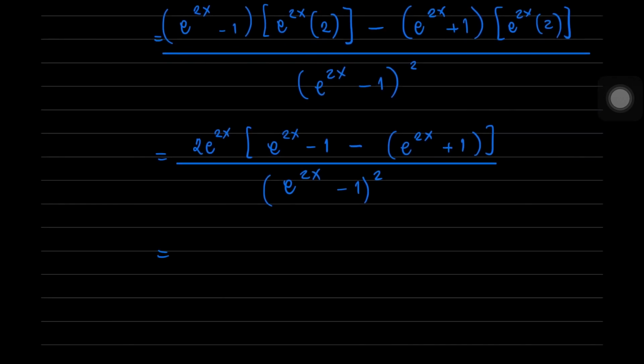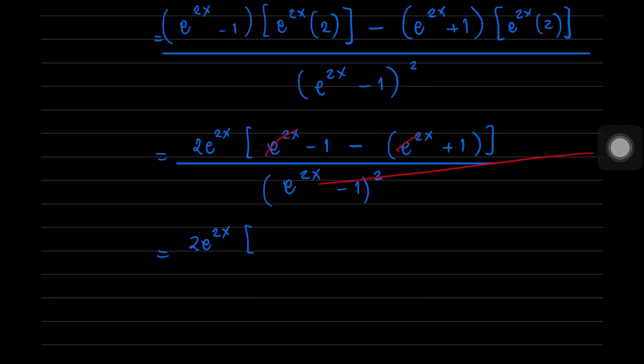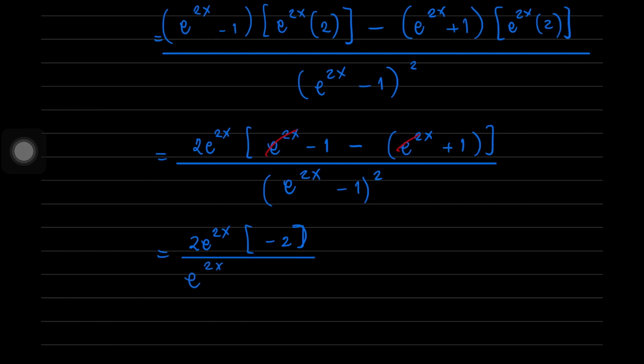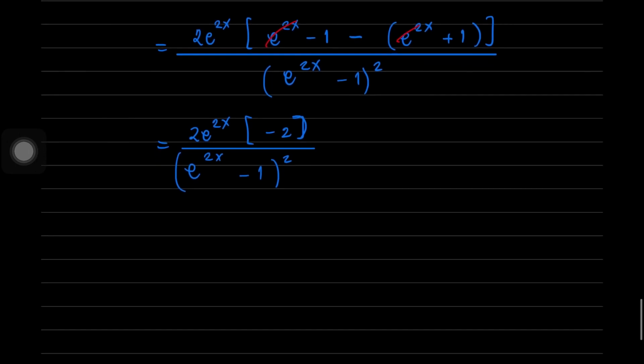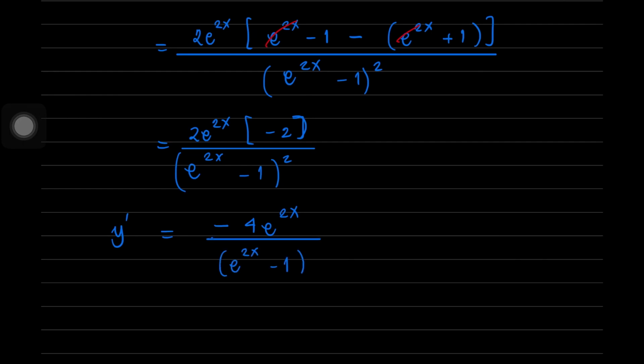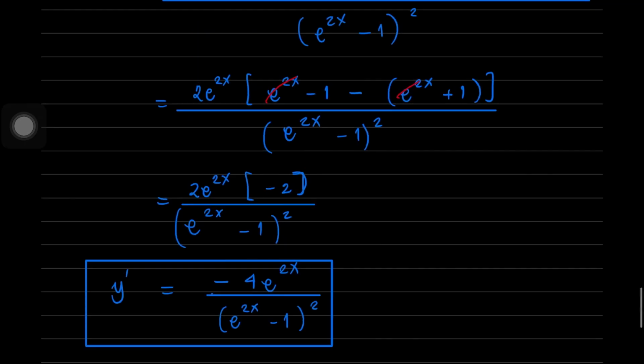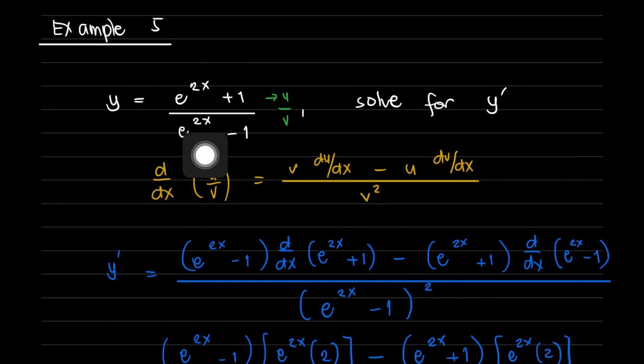So solving further, this is now equal to 2e raised to 2x multiplied by e raised to 2x minus e raised to 2x, so this will basically cancel out, and we have negative 1 minus 1, so that's equal to negative 2, all over e raised to 2x minus 1 quantity squared. So the y prime is now equal to 2e raised to 2x times negative 2, so that will now be negative 4e raised to 2x all over e raised to 2x minus 1 quantity squared. So this is now the derivative of y with respect to x of the function e raised to 2x plus 1 all over e raised to 2x minus 1.